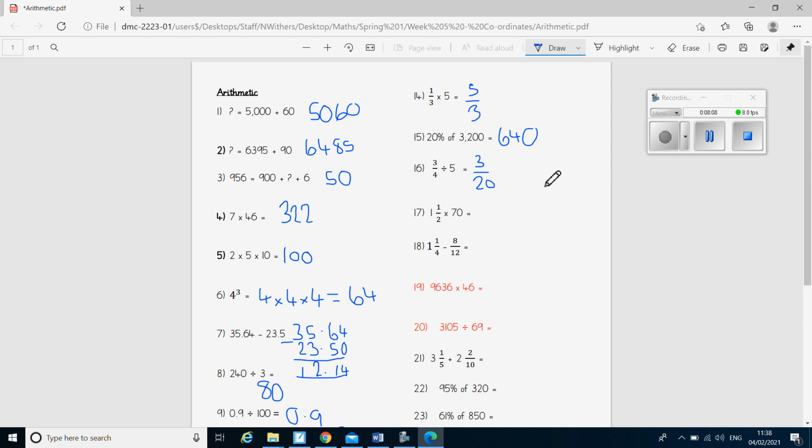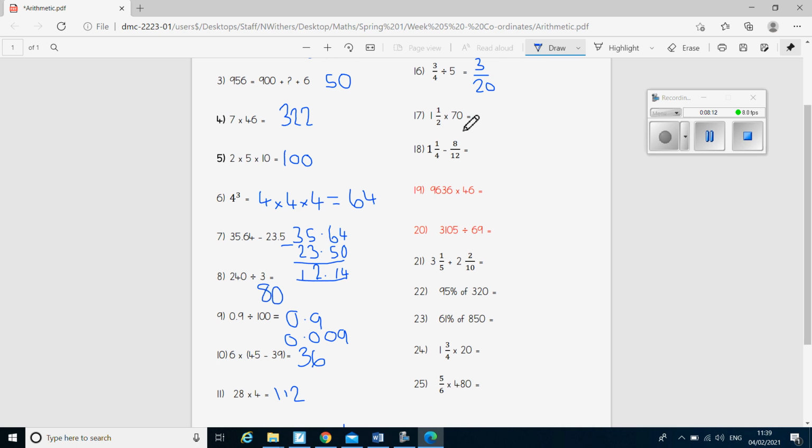Question 17, 1½ times 70. We've been looking at this kind of question this week, so I'm hoping you've got this one right. I have to ask myself, what's 1 lot of 70, which is 70? What's half of 70? That's 35. Add them together to give me the answer, 105.